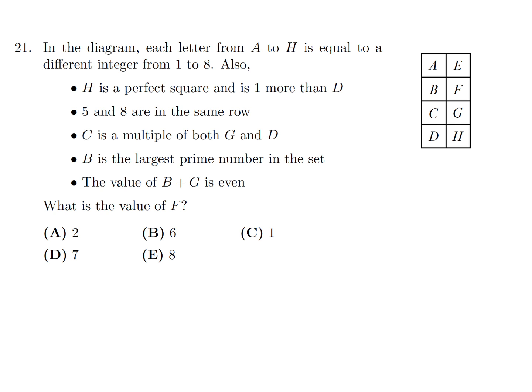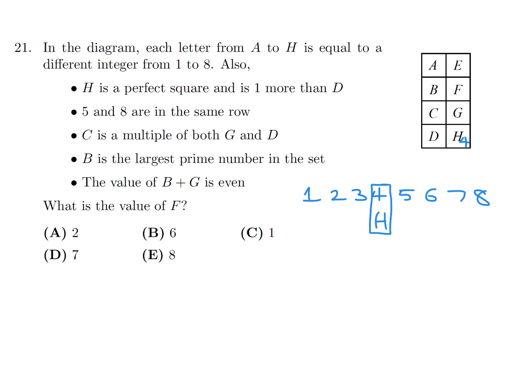Okay, well, let's play with this game that they're giving us. First, let's write out the numbers from 1 to 8. H is a perfect square, and it's 1 more than D, so it obviously has to be greater than 1. The only perfect square in here that's greater than 1 is this guy. So 4 is H. That's pretty much established, so we can put the 4 here.